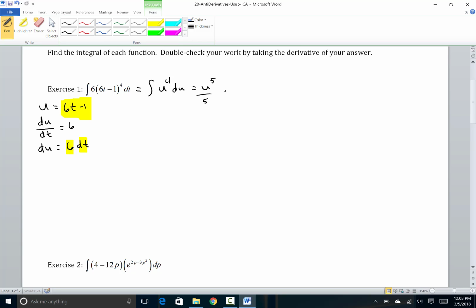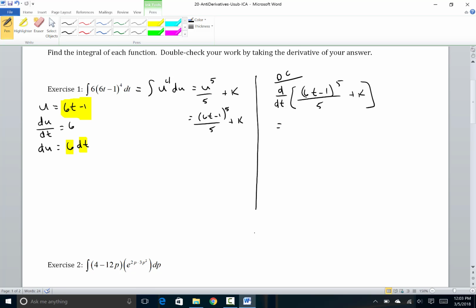Do the antiderivative, plus the k, substitute back in, like that. And like the instructions say, it's a good idea to double check by taking the derivative. And I probably want to take the derivative correctly with respect to t, since I don't have an x there. Fifth divided by 5 plus k, like that.